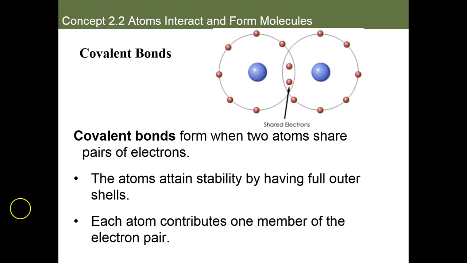In the top right is an example of covalent bonding. Between the 2 atoms that you see here, you can see that they're sharing electrons. If you count the electrons, you'll see that each atom now has 8 and is considered stable.